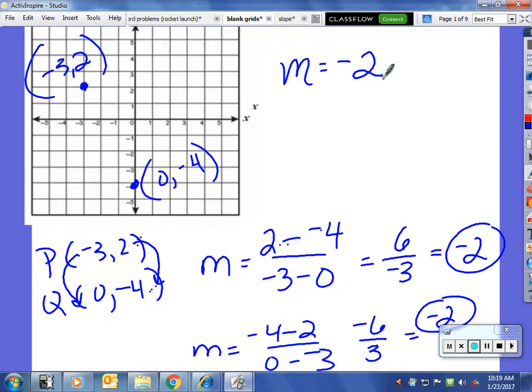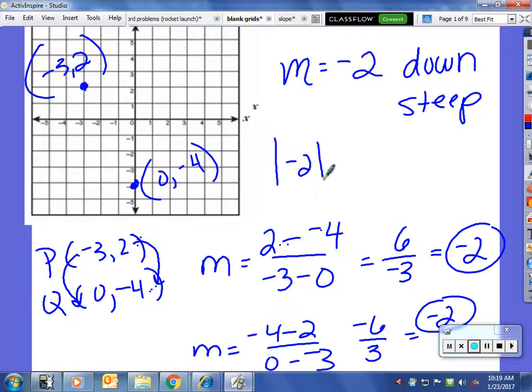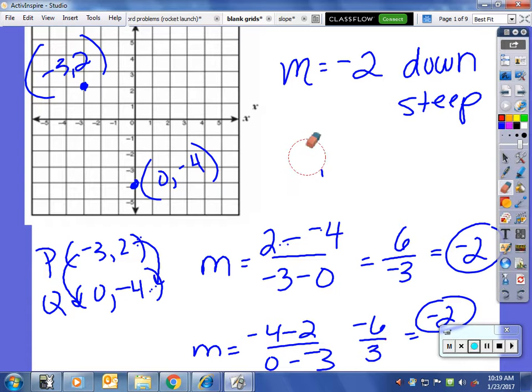Is it going up or down? Down. How do I know it's going down? Because the slope is negative. Is it steep or flat? This would be on the steep side. And the way I know it is steep is I don't look at the negative sign. I just look at the 2. Absolute value just means you just look at the 2. Is that bigger than 1 or smaller than 1? Bigger than 1. That means this is going to be kind of steep.